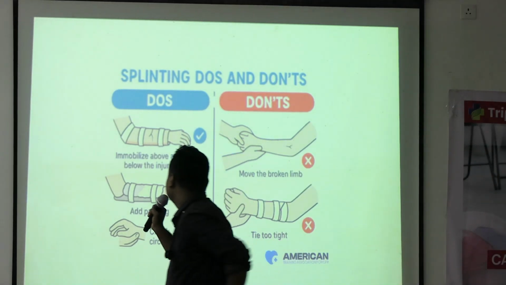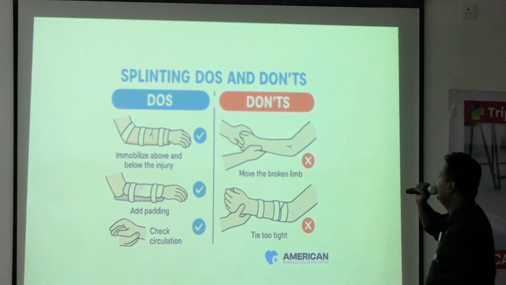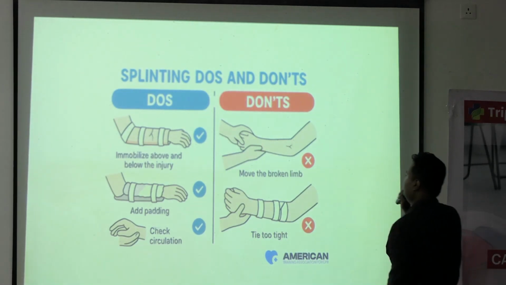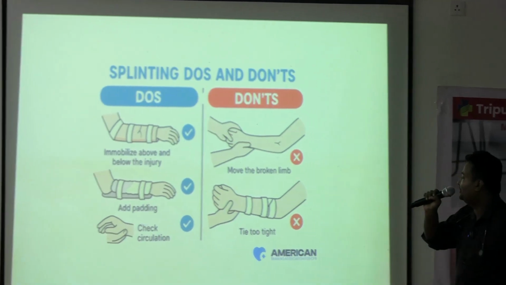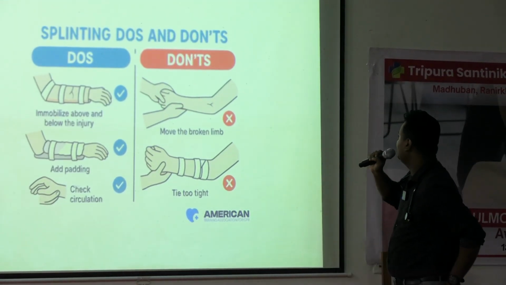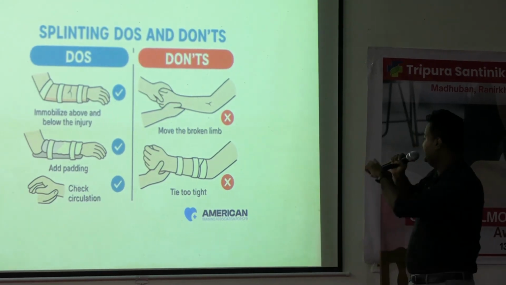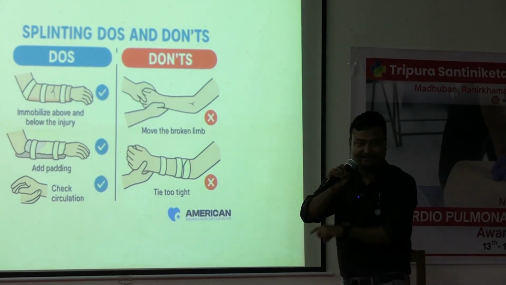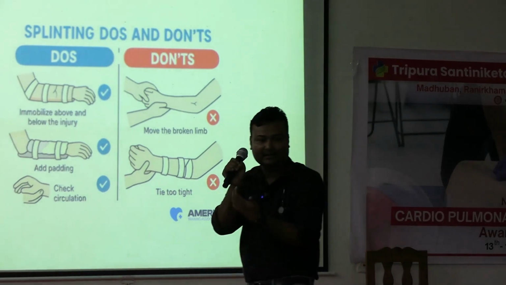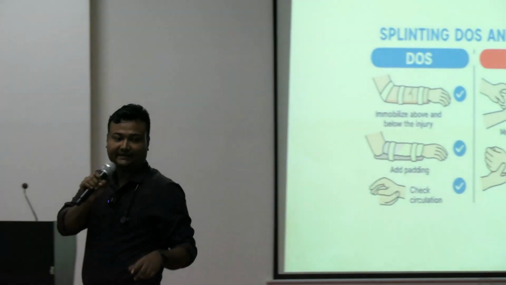This is just what you will be doing: immobilize, applying a cardboard so that it should not move. What you will not be doing: you should not realign. You should not tie too tight. After attaching the cardboard or stick, you should not tie too tightly.